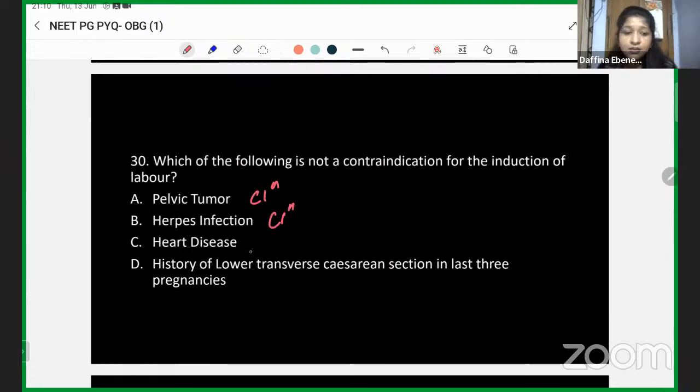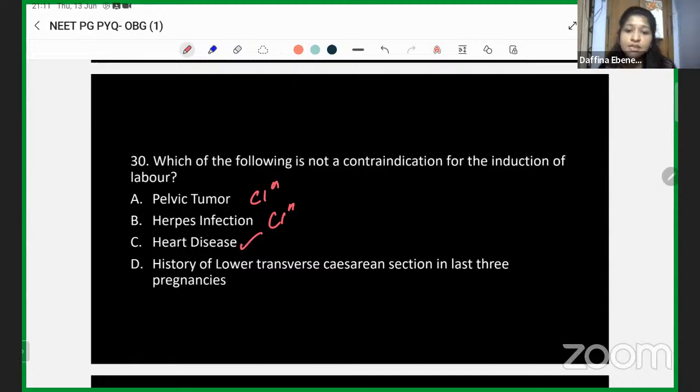Heart disease. Is heart disease a contraindication? What is the best mode of delivery in heart disease? Best mode of delivery in heart disease is vaginal delivery, more than a cesarean section. Vaginal delivery with epidural analgesia is the most preferred route of delivery in heart failure. So, is it a contraindication for induction of labor? No. You can go ahead with induction of labor in heart disease.